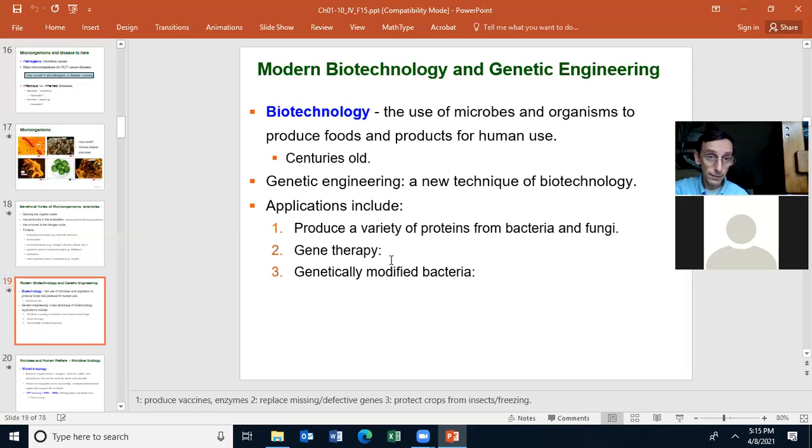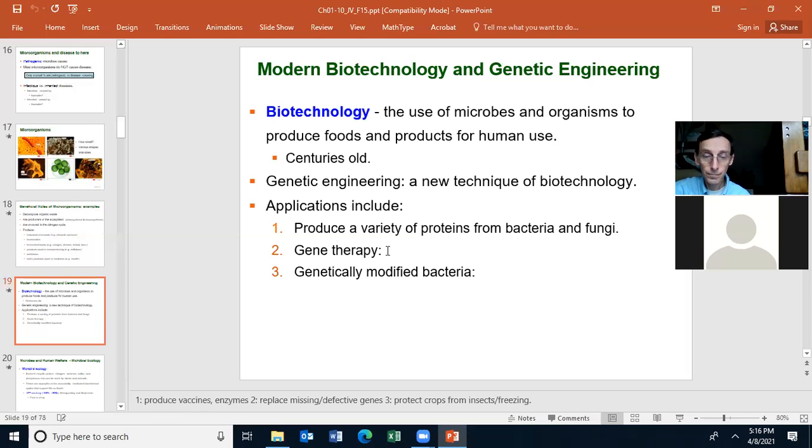Gene therapy, another application of using microorganisms. Gene therapy is when somebody is born with a defective gene, and then they insert, using a microorganism, the correct gene into that patient so that they then receive gene therapy to correct their genetic defect. Any questions about any of that?